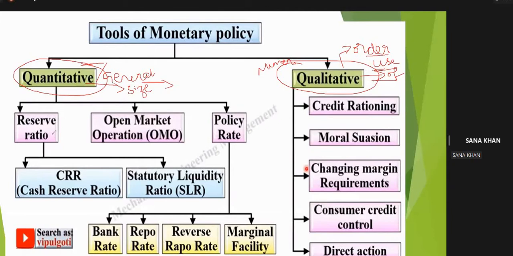We have first the reserve ratio, then open market operations, and then the policy rate. In the reserve ratio we have CRR and SLR, then open market operations, then policy rates: we have bank rate, repo rate, reverse repo rate, and the marginal standing facility, MSF, and then qualitative. So now we'll discuss one by one.